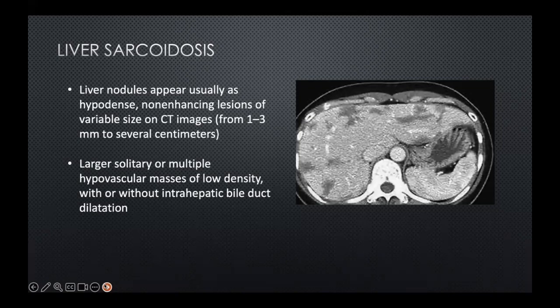Sarcoid involvement of the liver is relatively common, especially in autopsy series. It is reported that up to about 70 to 80% of patients with sarcoid can have liver involvement, although they may not present with focal lesions. They may have deranged liver function tests, or enlargement of the liver, for example, but focal liver lesions, as you see here, are still relatively uncommon.